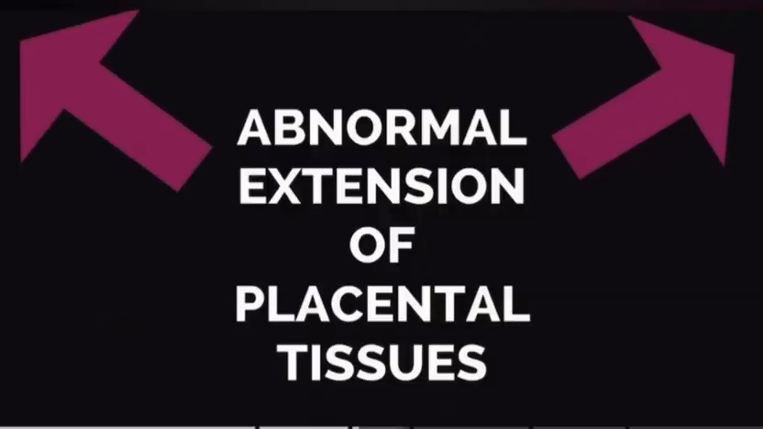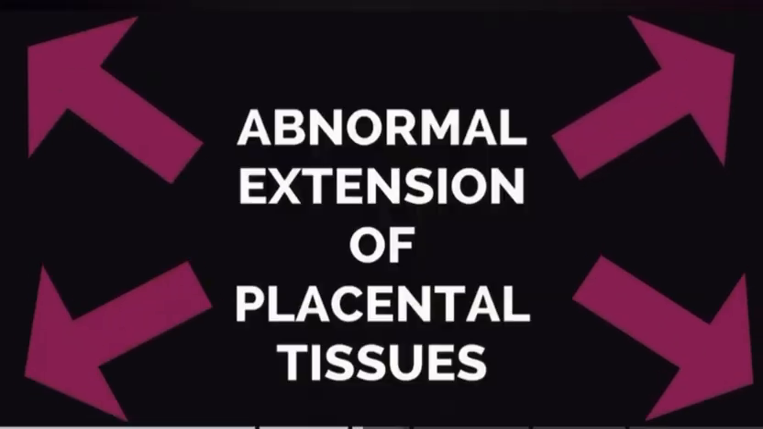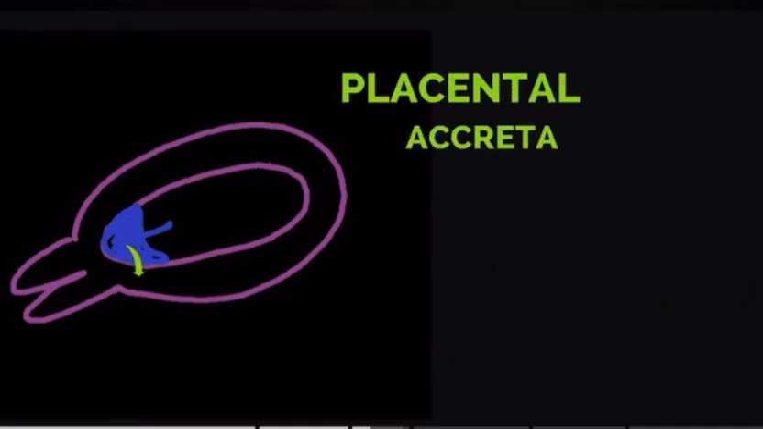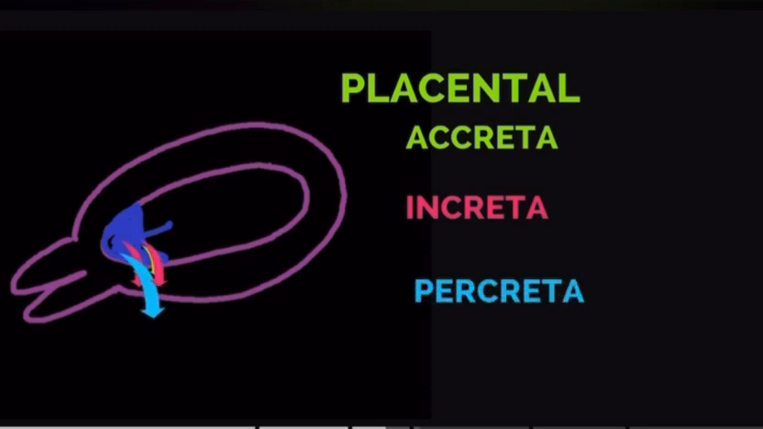There can be abnormal extension of placental tissue. Placenta accreta involves extension of placental tissue into the superficial layer of the myometrium. Increta involves extension further into the myometrium, and percreta involves extension completely through the myometrium to the serosa and sometimes into adjacent viscera. Placental abruption.